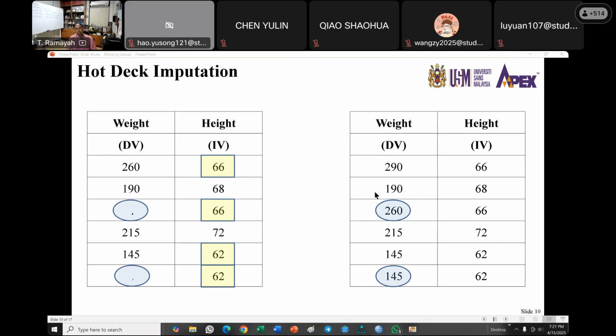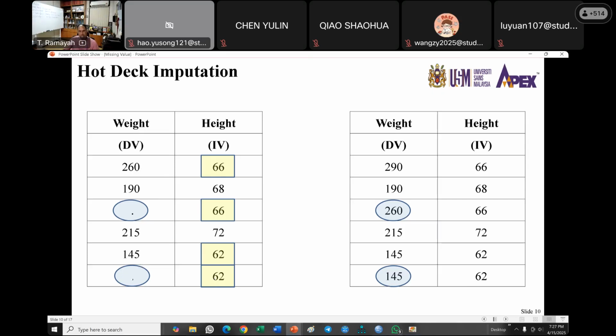From the same data. Cold deck imputation means we have data collected previously, and we use those numbers to replace. Here it is from the same data that we already collected. A person who has a height of 66 has a weight of 260. So for this missing person, we will replace with 260 here. For this person who is 62 in height, we will replace with 145, which is from here. So this is called hot deck imputation.